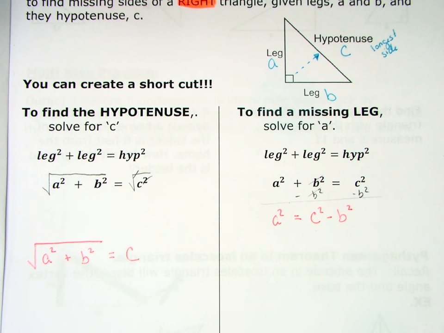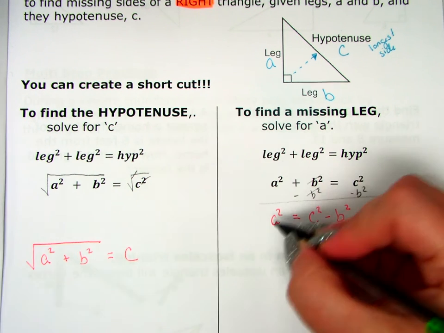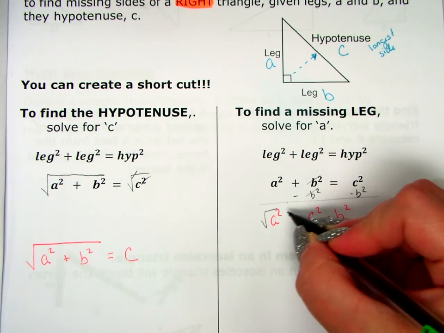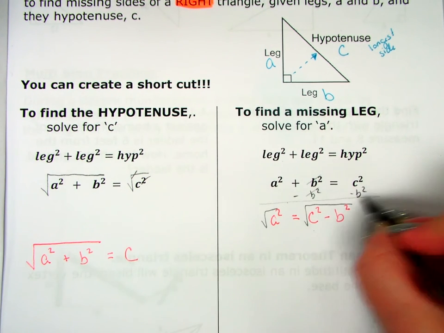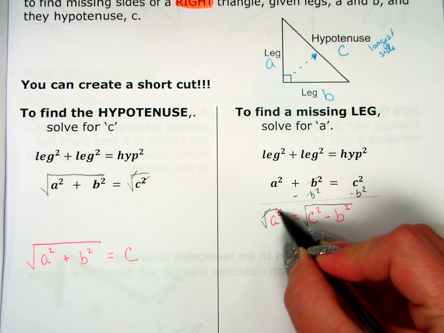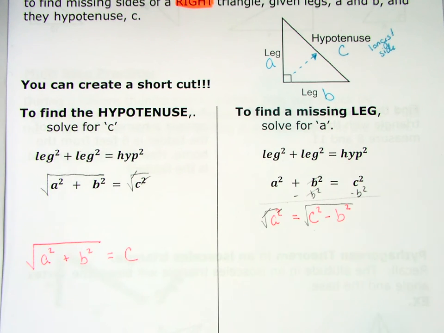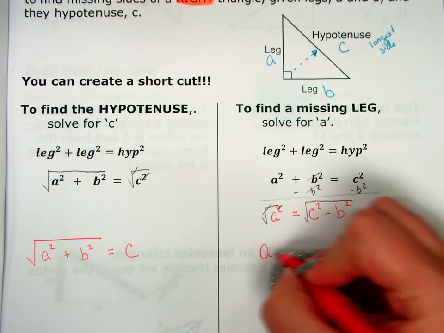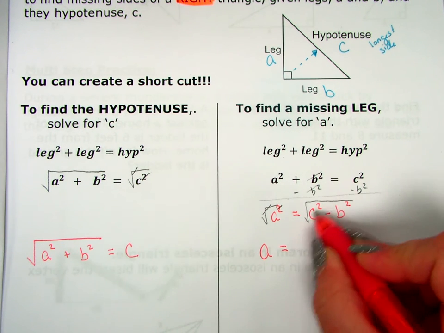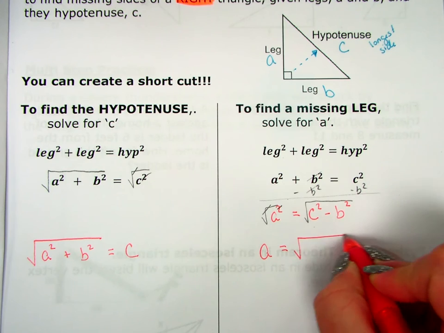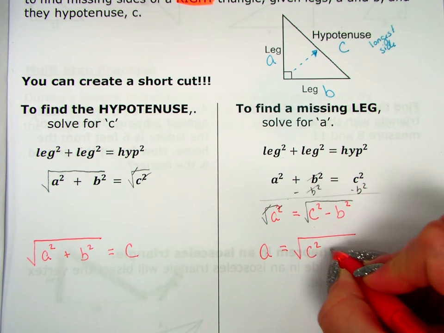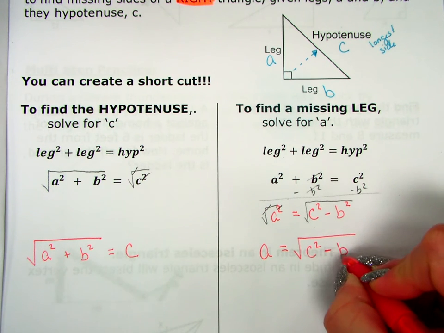So now I've got A squared all by itself, but I want just A. So how do I unsquare it? Yeah, we square root, just like before. Just like over here. If I square root one side, I have to square root the other side. On the left side, my square root and my square cancel out. So I just have A. On this side, I have the square root of C squared minus B squared.